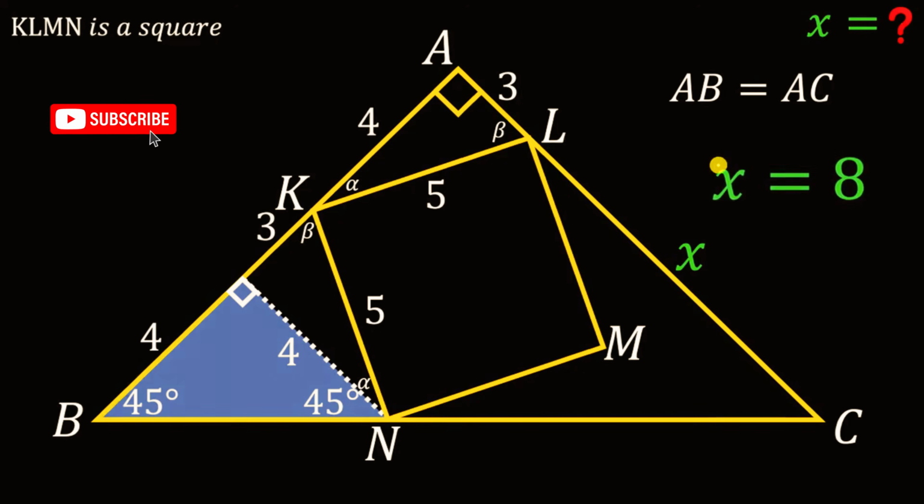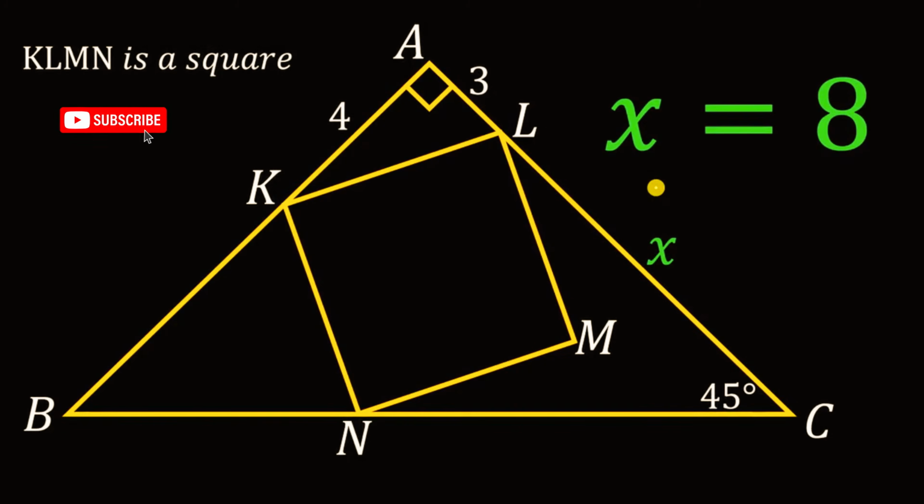Therefore, given this situation, given this condition, the value of X, or the length of side LC, must be equal to 8 units. And as always, we are done.